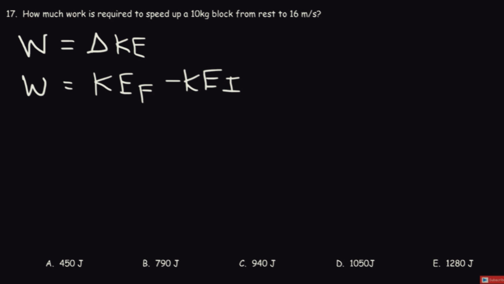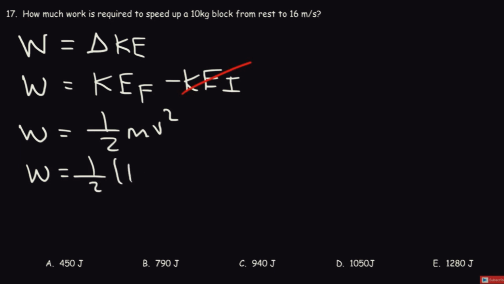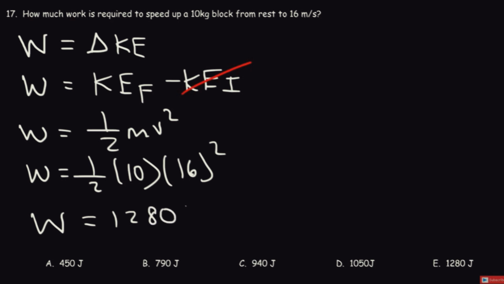Now the block was initially at rest, so the initial kinetic energy is 0. So the work is simply equal to the final kinetic energy, which is 1/2 mv squared. So it is 1/2 times the mass of 10 multiplied by the final speed of 16 meters per second squared. Half of 10 is 5. And 5 times 16 squared is 1280 joules. So therefore, E is the right answer. Number 18.